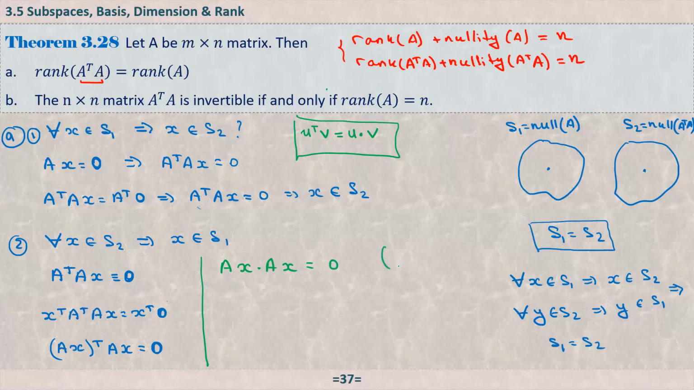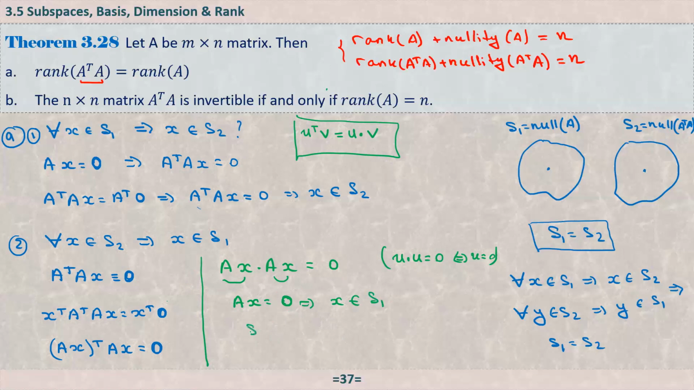And also, if you remember, U dot U is equal to 0 if and only if U is equal to 0. Otherwise, U dot U is never equal to 0. So from here, we have something dot product something is equal to 0. That means that this AX must be the 0 vector. Otherwise, the dot product of itself is never equal to 0. So that means that X is also a solution of AX equals 0, this homogeneous system. And this implies that X is an element of S1.